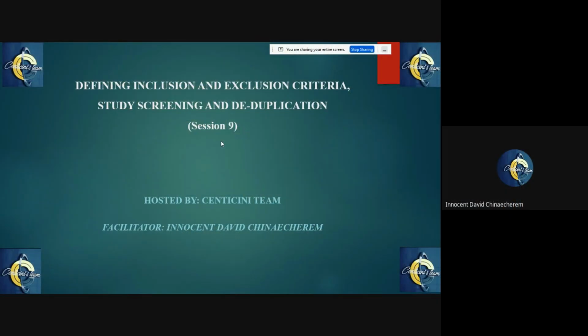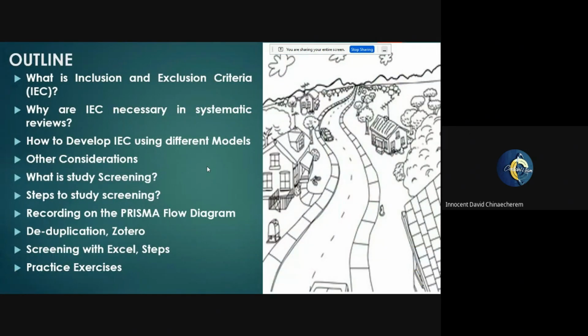Let's go. It's going to be very pertinent for me to give a clear outline of how we are going to roll out our program for today. First of all, I'm going to start by explaining what inclusion and exclusion criteria are and why they are necessary in systematic reviews. And also, we're going to look at how to develop your inclusion and exclusion criteria using different models.